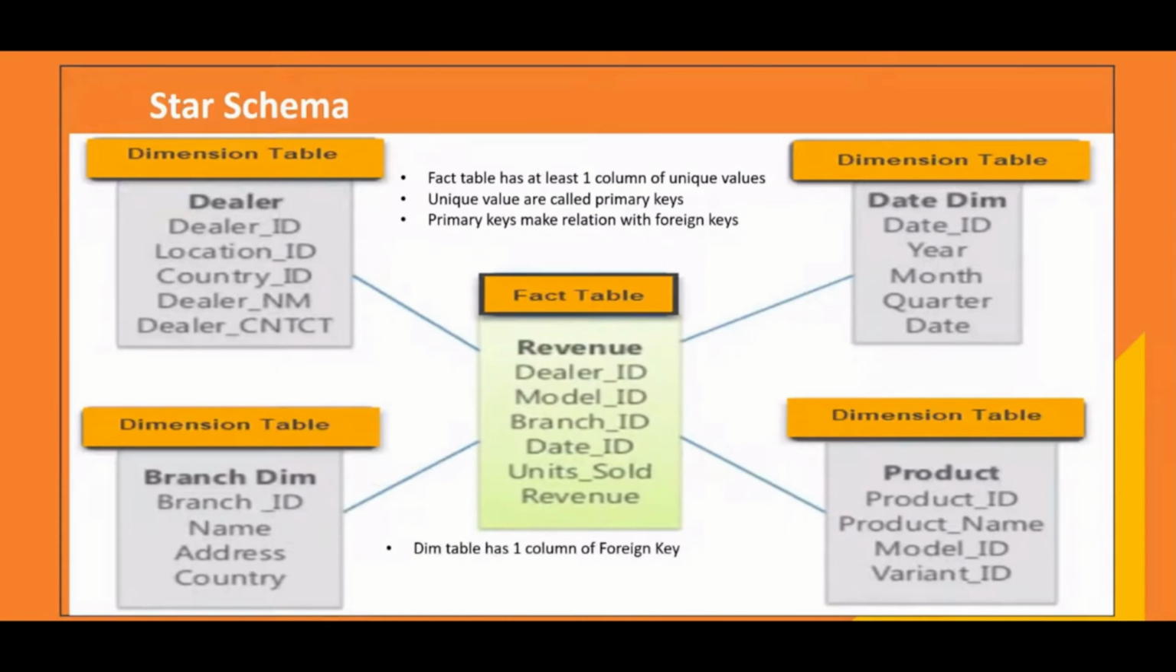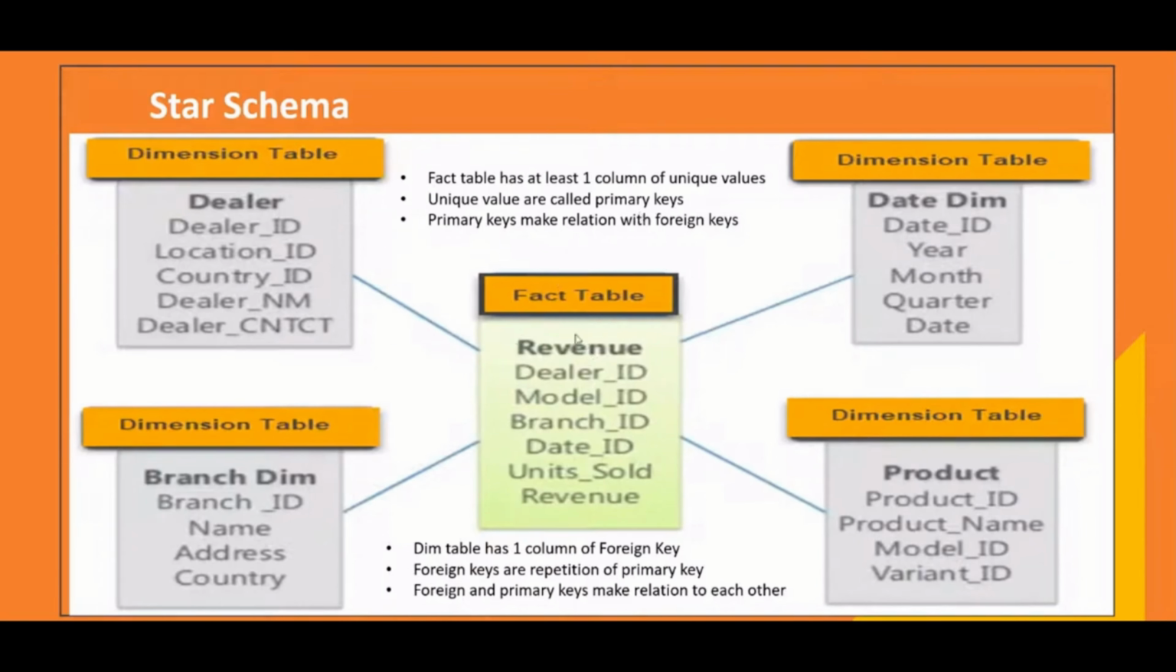The dim table, which is also called the dimension table, has one column of foreign key. Foreign keys are repetitions of the primary key. So that means if the primary keys are repeating, they are in the dimension table, not in the fact table. Foreign and primary keys make a relationship to each other. So now we need to understand how it works in a star schema. In a star schema, we have at least one fact table, and there can be multiple dimension tables. There is no limit to that. So fact and dimension tables are connected to each other through primary and foreign keys.